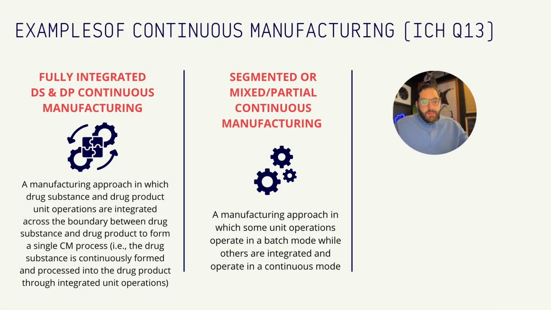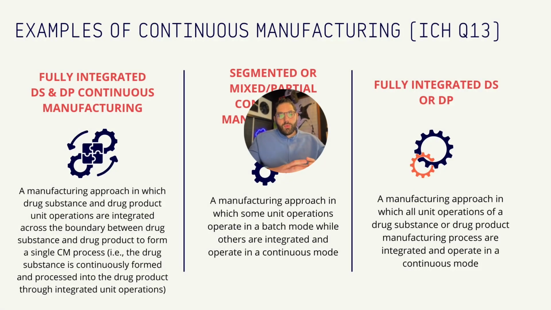The next one is segmented, where certain elements of the process may be continuous, but others may have a holding step. And then the last one is a hybrid approach, where you may have two independent continuous manufacturing processes that are not integrated, where you have drug substance running continuously by itself and drug product running continuously by itself.